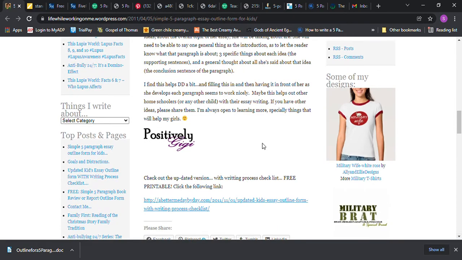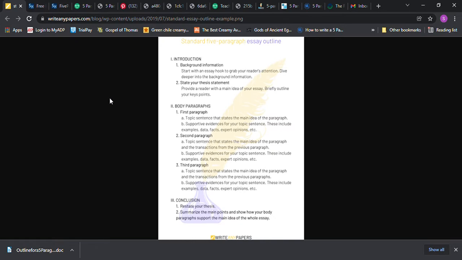All right, now I'm going to close that tab and I'm going to go to the next one. And this one is writeanypapers.com, standard 5-paragraph essay outline. And it talks about the introduction. It talks about the background information. Start with an essay hook to grab your reader's attention. Dive deeper into the background information.